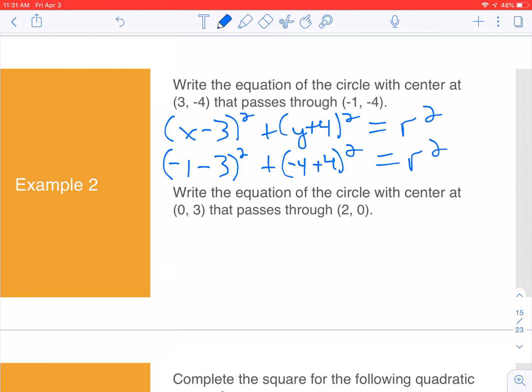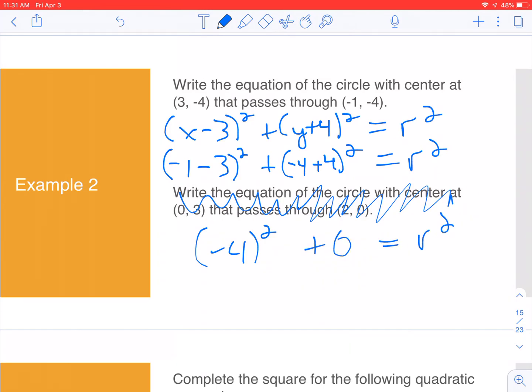Okay. What we're going to find here, and let's forget about this for right now because I'm running out of room, is -1 minus 3 is -4 squared, and then -4 plus 4 is 0, equals r squared. 16 equals r squared. So all I do is go back up to my original equation, erase r squared, and put 16. And there's my equation.